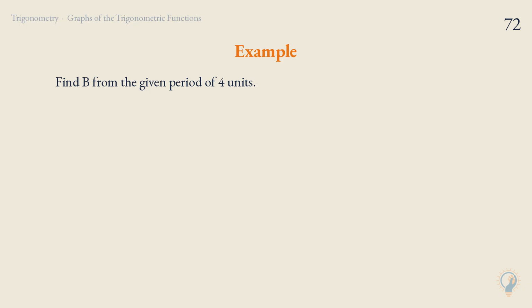Find b from the given period of 4 units. 2 pi over the absolute value of b equals 4. Solving gives b equals 2 pi over 4, which simplifies to pi over 2.